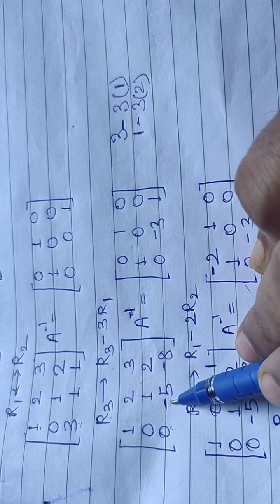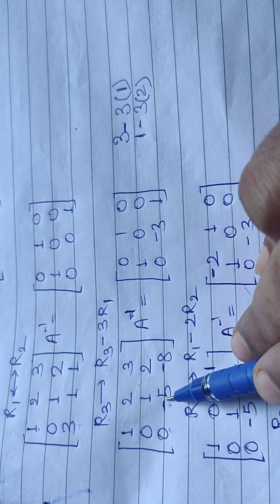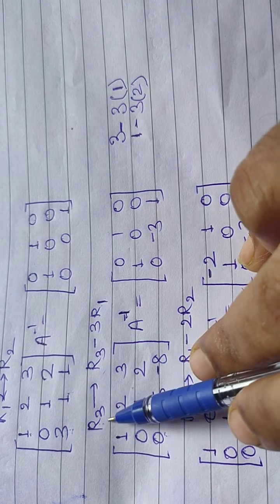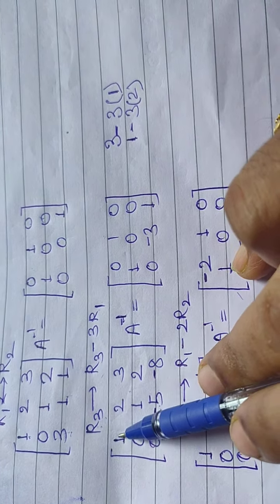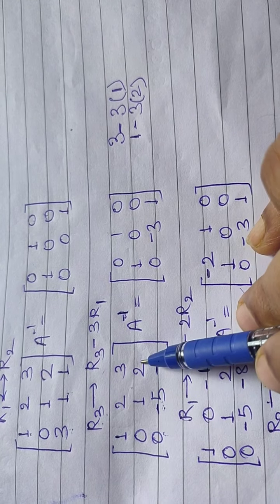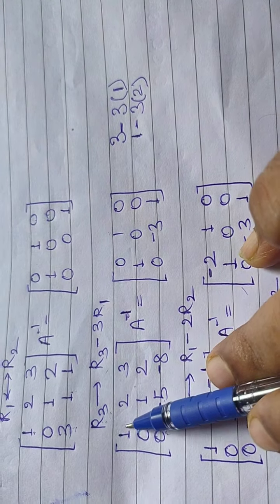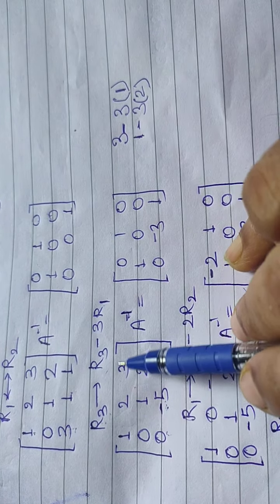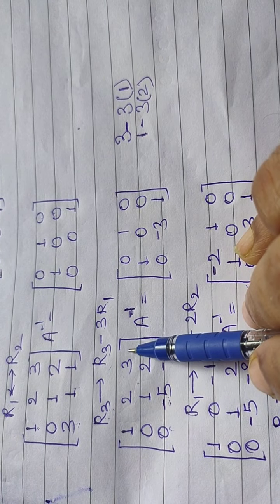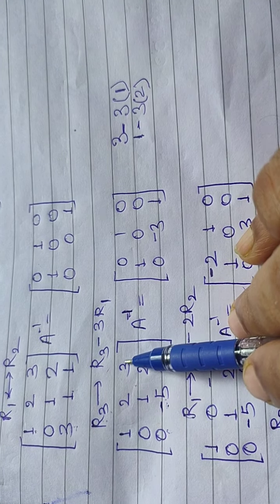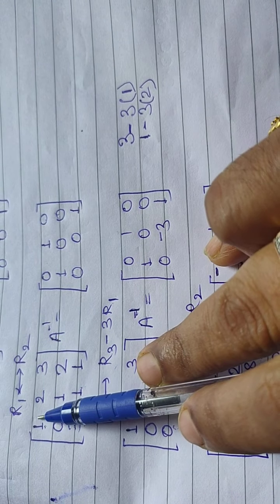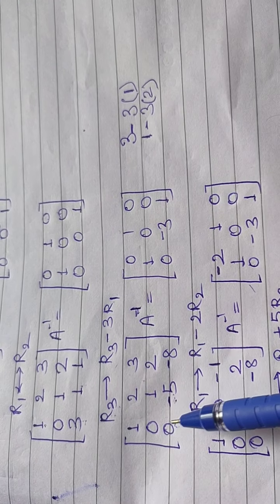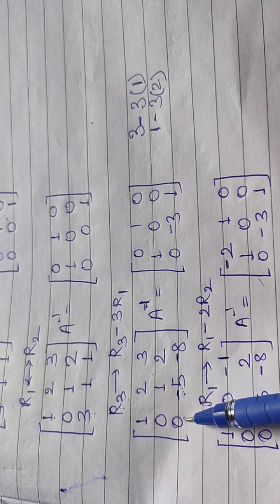Understood? We are changing the elements of the third row. R3 changes to R3 minus 3R1. We are changing the elements of R3 only, so we write the first row and second row elements as they are. No need to change the first row. We are not multiplying the elements of the first row, so it will remain as it is. We are just subtracting the multiples of the first row from the third row elements, so the change will be in the third row elements only.